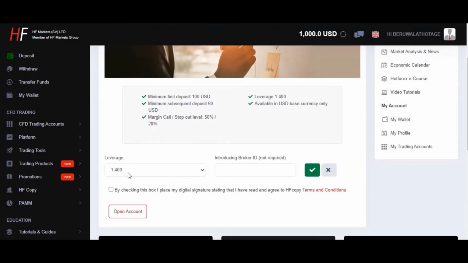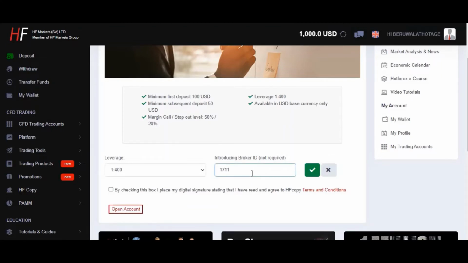Alright. So leverage, I will leave at 1 to 400. Introducing broker ID is not required, but I will put the person who introduced me. By checking this box, I place my digital signature stating that I have read and agreed to the HF Copy terms and conditions. If anyone is interested, he or she can read this as well. So I will click this and click open account. Once I click open account, my account details will be shown there. So we'll go and see what it looks like.